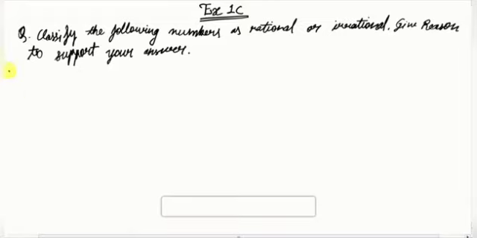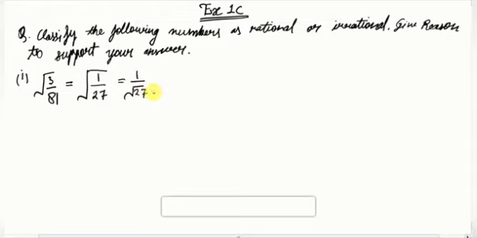So let's see the first question. What is the first question? The first question is the square root of 3 upon 81. Now here we can cancel 81 by 3, you will get 1 upon 27. Okay, so we can write here 1 upon under root 27 because the square root of 1 is 1. Now here, what is the square root of 27? Now 27 is a non-perfect square number, and I have said in the previous video that the square root of non-perfect square numbers is always an irrational number.